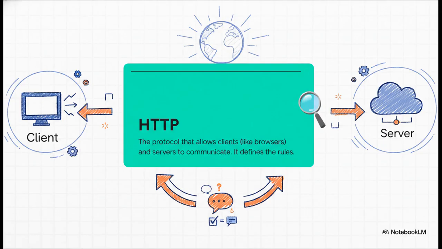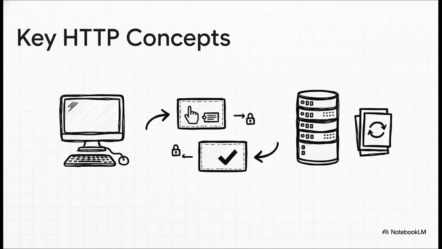It's a set of rules that make sure the client and the server are speaking the same language and can understand each other perfectly. So what makes up this language? Well, this slide shows the core grammar. You've got methods, which are basically the verbs of the request, like GET to ask for data, POST to send new data, or DELETE to get rid of it.